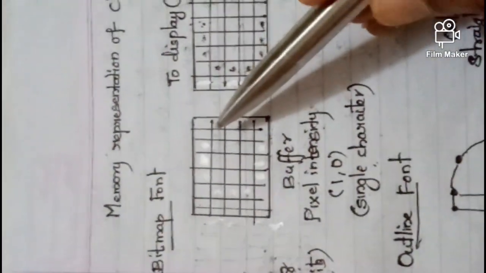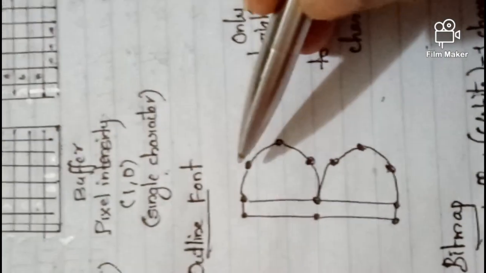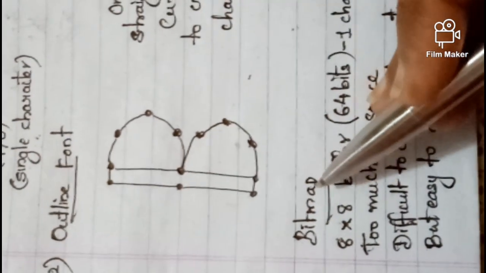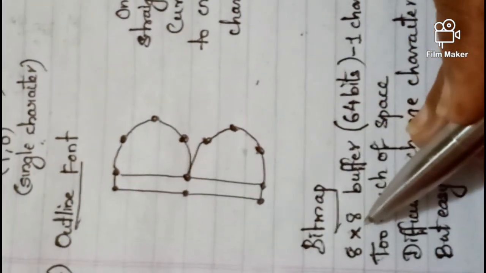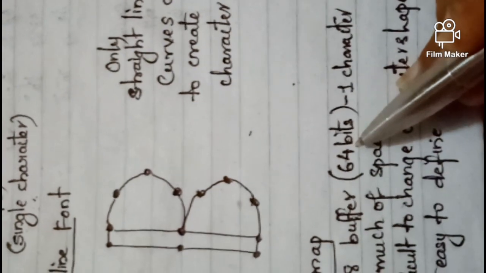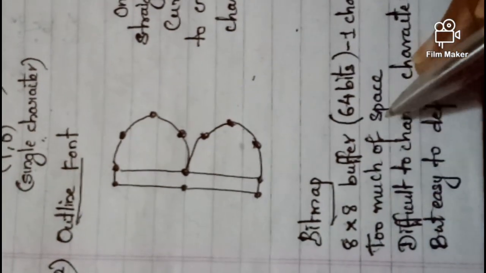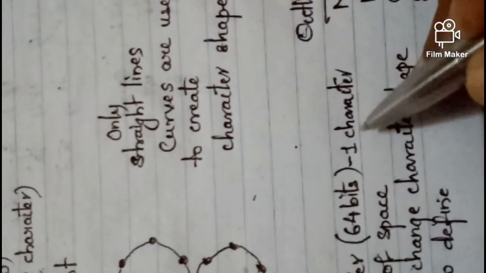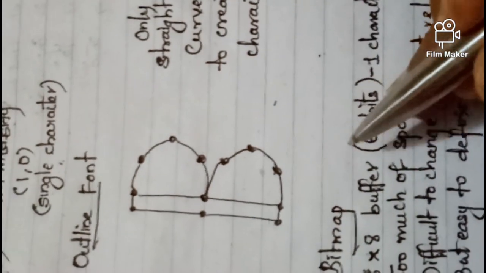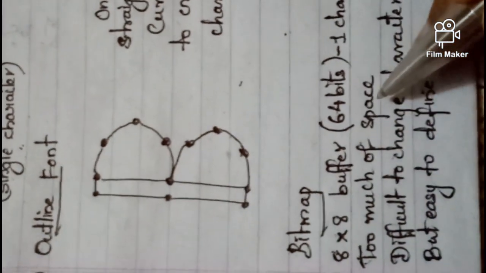In the first method, we used ones and zeros to represent the shape of the character. But here we used straight lines and curves. So let us now compare these two methods. First, let me talk about the bitmap method. The bitmap method used a buffer of size 8 by 8 such that it uses 64 bits to represent a single character, which means it uses too much space. If it requires 64 bits for a single character, it may require thousands and thousands of bits to represent the entire text. That means it causes wastage of memory space.